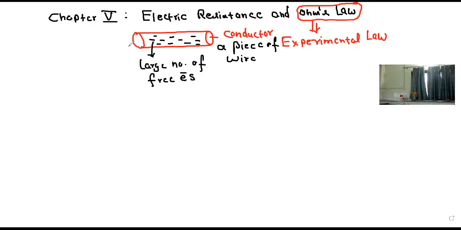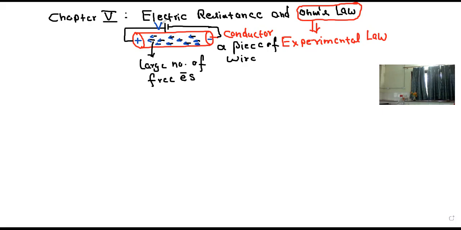Now, if I connect this conductor with the help of some battery, this is the positive terminal of the battery, this is the negative terminal. So the voltage of the battery is V volts. We know that this side will become positive and this side will become negative. And electrons will start drifting from the negative terminal to the positive terminal. So these small arrows represent the direction of motion of the electrons.